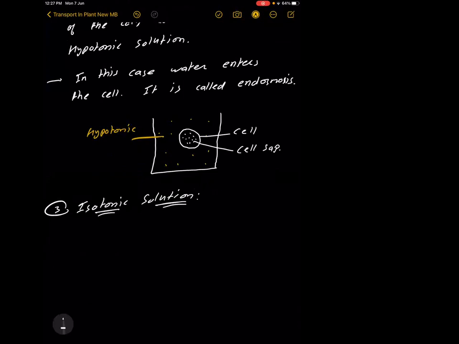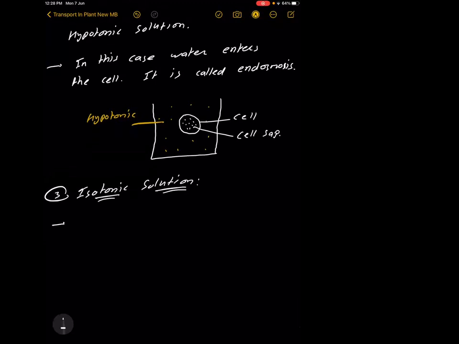So this concentration is actually decided by water molecules. If you are adding more solid materials, you are reducing the number of water molecules. And if you are adding water molecules to the solution, you are diluting the solution. It means you are making a hypotonic solution. So it is not related with pH.